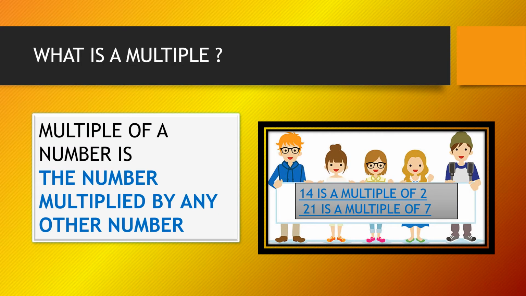So first thing we should know is what is a multiple. A multiple of a number is that number multiplied by any other number. So if you take a number and multiply it by any other number, you get its multiple. Like clearly here, I have written 14 is a multiple of 2. Can you see 14 is a multiple of 2? And then I have written 21 is a multiple of 7. If it is a multiple of 2, it means I have taken 2 and multiplied it by 7. Very good. Because 2 sevens are 14.